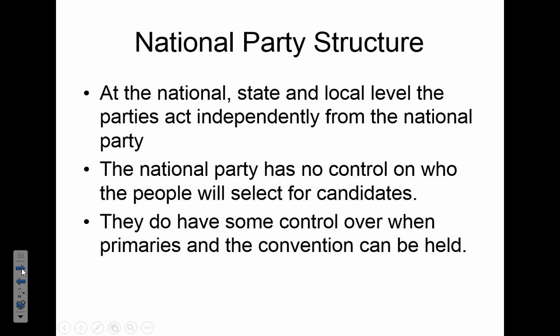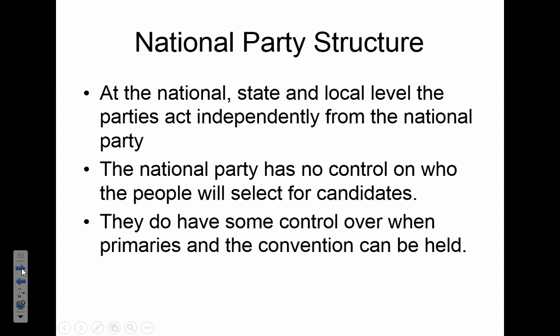When the primaries are held, somewhat the state has some say, but the party will say, here's when your primary is held. Florida wanted to bump their primaries up. Primaries are held during the presidential election year. If it's a congressional primary, it's just one in the state. But presidential primaries are going to have one in each state, and those are divided up over, it used to be February to June. Now they moved it up to the very beginning of January to June.